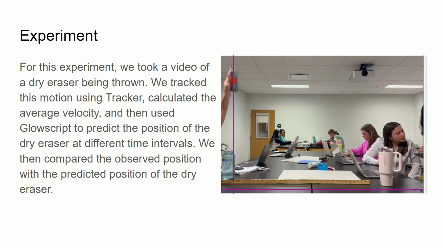So for this experiment, we took a video of a dry eraser being thrown, we tracked the motion in Tracker, and then calculated the average velocity using the initial position, the highest position where velocity was 0, and the final position. We then used this average velocity to calculate the initial velocity, and then used that with the velocity update equation and position update equation to predict the position of the dry eraser at different points in time in GlowScript. And then we compared the observed position with the predicted position.